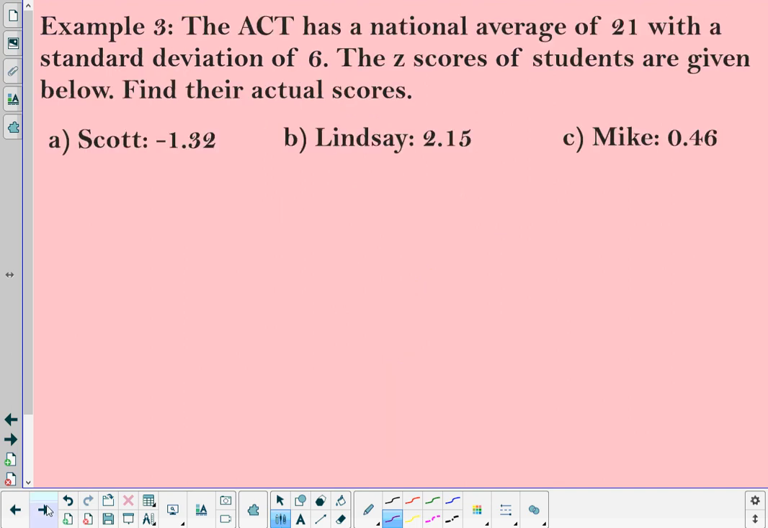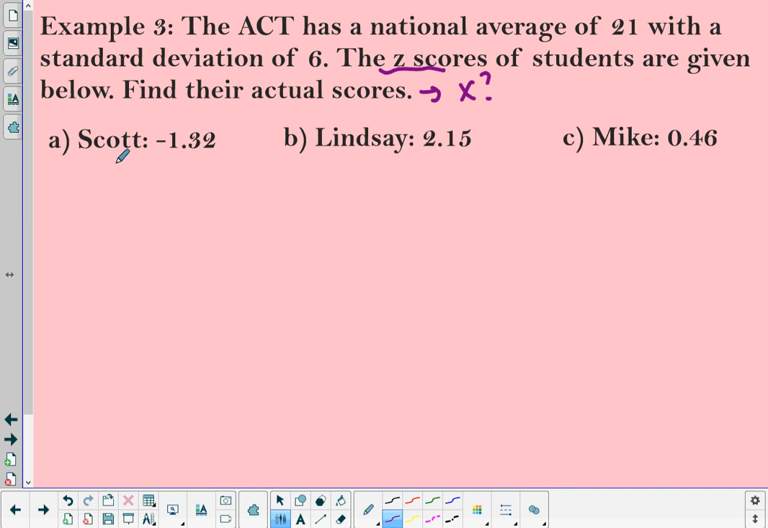Let's take a look at example 3. It says the ACT has a national average of 21 with a standard deviation of 6. The z-scores of students are given below. Find their actual scores. So this is another case where I have the z, and their actual score is the x. So the x is the missing part.